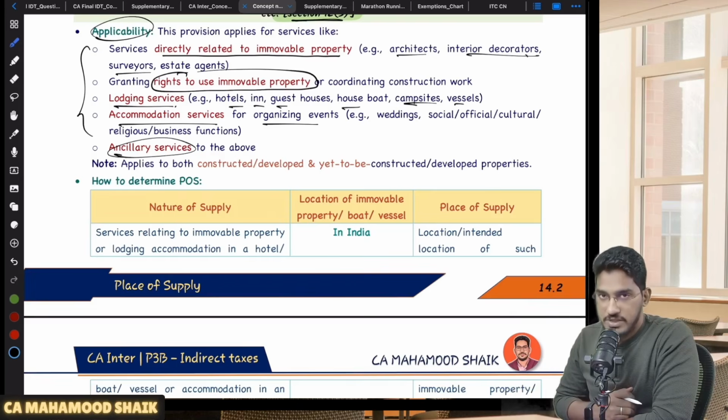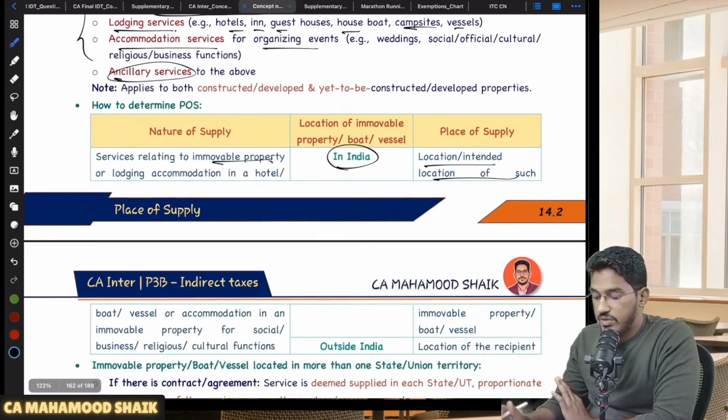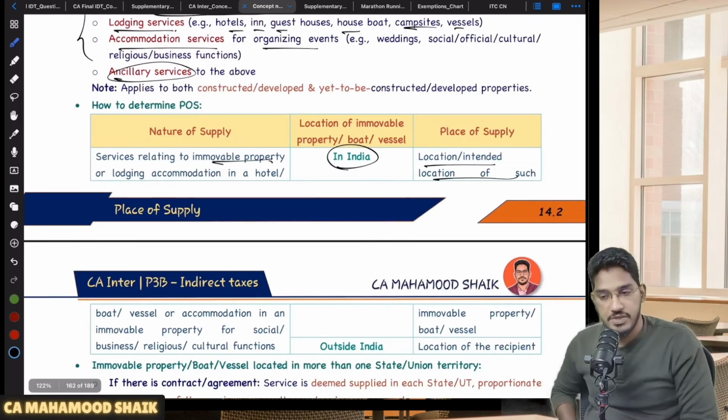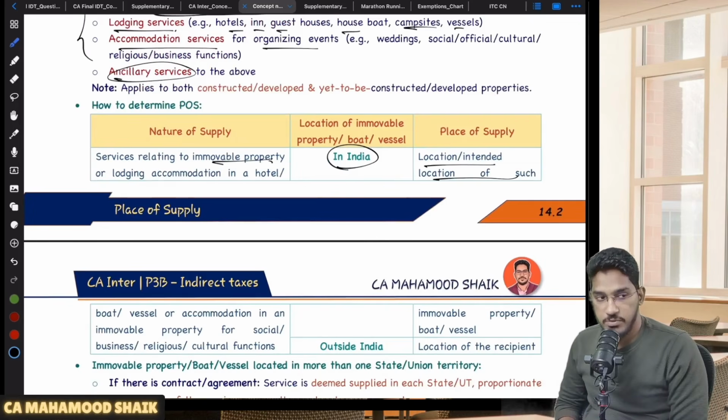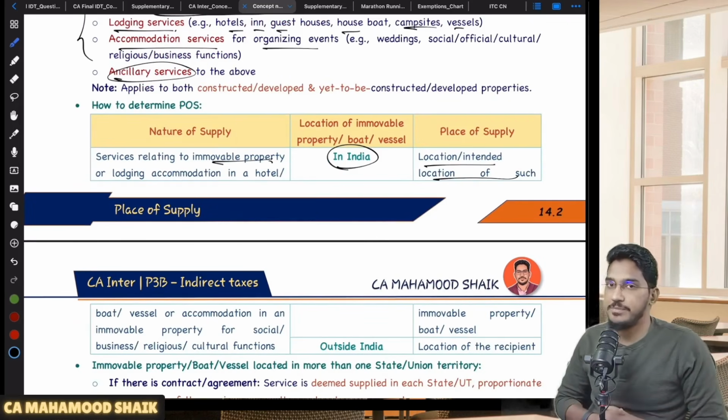Now, how to determine the place of supply? What 12 subsection 3 says is, generally for all these services in relation to immovable property or lodging or accommodation services, if the immovable property is located in India, the location or intended location of such immovable property will become the place of supply. Wherever that immovable property is located or intended to be located, that will become the place of supply.